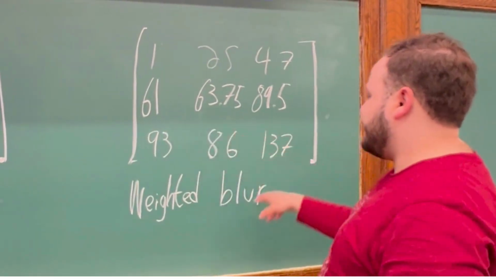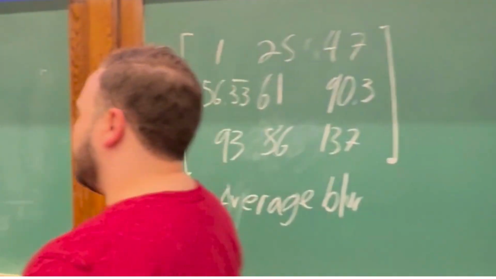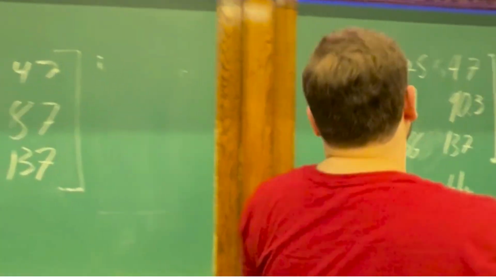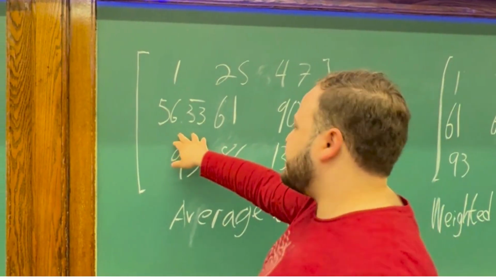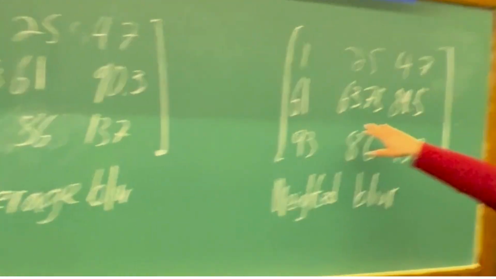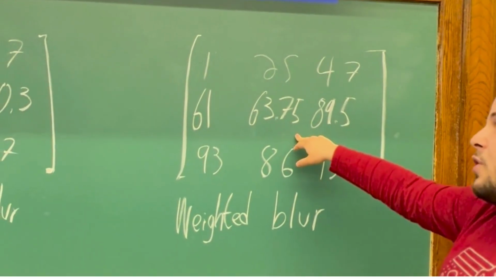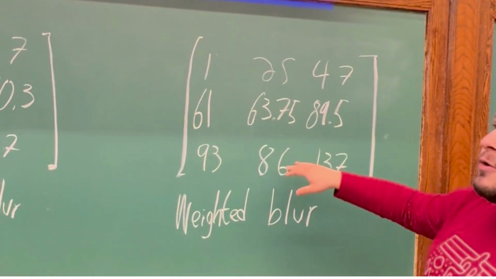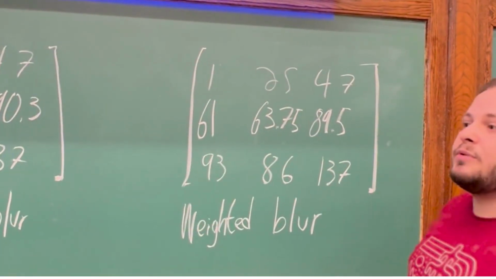So the result we get is this weighted blur matrix. Now, if we look at all three matrices, starting with our original image, 75, 72, 87, the average blur ends up somewhere close to their original values, 75 to 56, 72 to 61, 87 to 90. But the weighted blur is closer to the original values because we weighted the original row more heavily. 61 is closer to 75 than 56 is, 63 is closer to 72 than 61 is, and 89.5 is closer to 87 than 90.3 is.